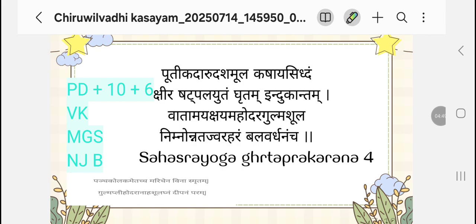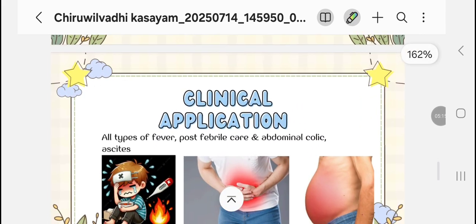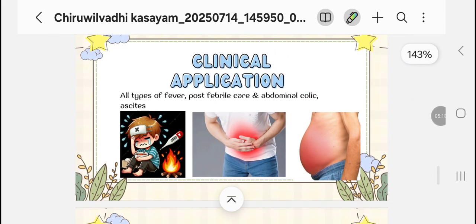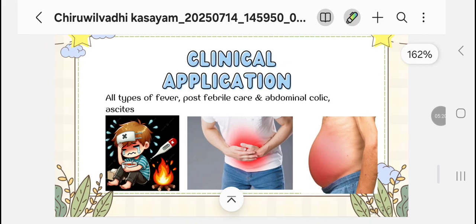Okay, so the shloka is Putika Daru Dashamoola Kashaya Siddham Kshira Shatpalayutam Ghritam Indukantam Vatamaya Kshaya. You have to study it separately, Mahodara Gulma Shula separately, and Nimnottara Jwaraharam Balavardhanam. Generally we give it after any chronic cough or any chronic shwasarogas or any chronic jwara conditions. So in these conditions we give it. For a pictorial presentation, we can just see it so that you can remember it easily.